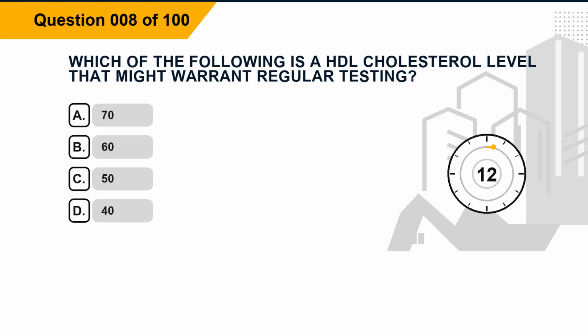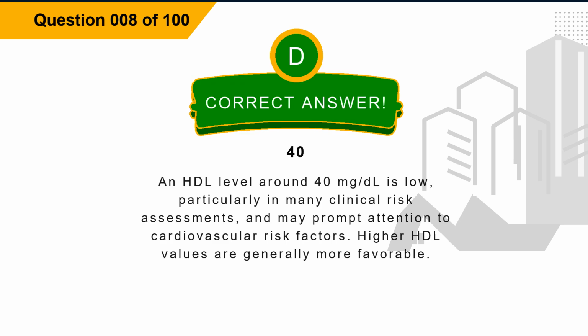Question 8. Which of the following is an HDL cholesterol level that might warrant regular testing? Option A, 70. Option B, 60. Option C, 50. Option D, 40. The correct answer is option D, 40.